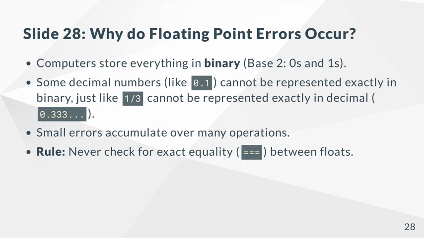This happens because computers use binary, while we use decimal. Just as the fraction 1/3 cannot be represented exactly in decimal, some decimal numbers like 0.1 cannot be represented exactly in binary. The computer stores a very close approximation, but that tiny microscopic error accumulates every time you perform an operation. The golden rule is to never check for exact equality between floating point numbers. Always check if they're close enough.